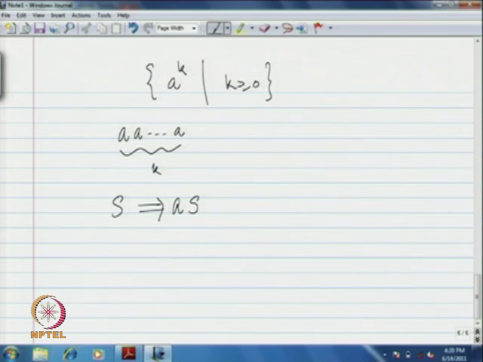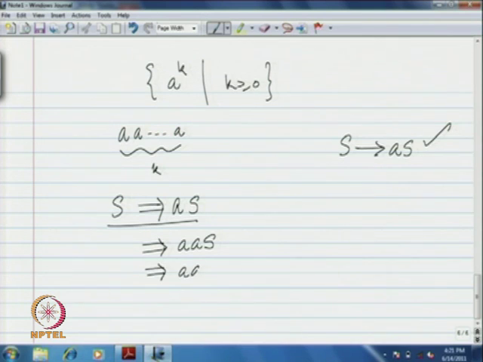Because I am going to produce only S, if I consider the rule S goes to aS, I can have this kind of situation: S gives aS, and using the same rule I can derive aaS, and again applying the same rule you can get aaaS, because this S is substituted by aS using this rule. If you continue this, you can produce n number of a's after n steps.